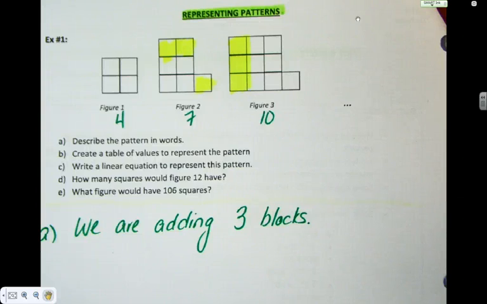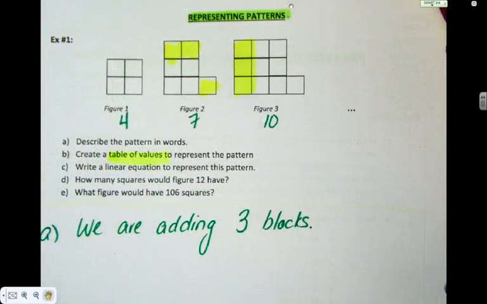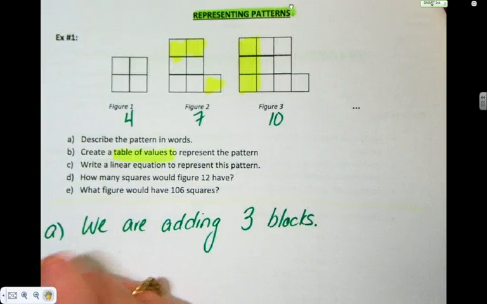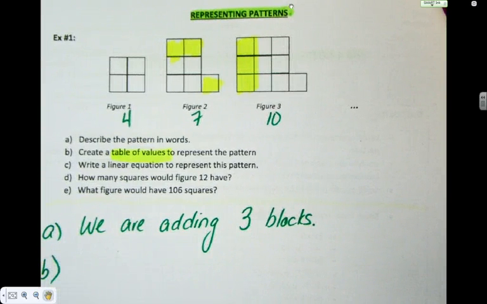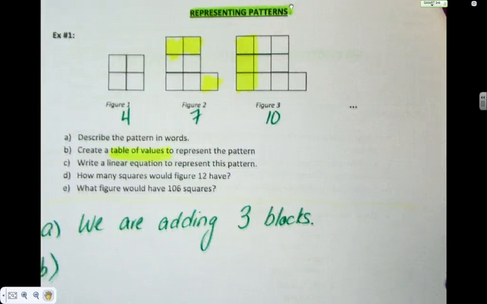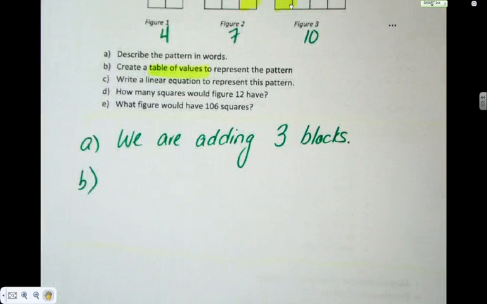We're going to create a table of values to represent the pattern. What's a table of values? I love when I ask you these math questions because you've been doing it for years, but you can't explain it. It's like a thing with a thing. Like a T-chart, that's a great synonym. I've heard that before.